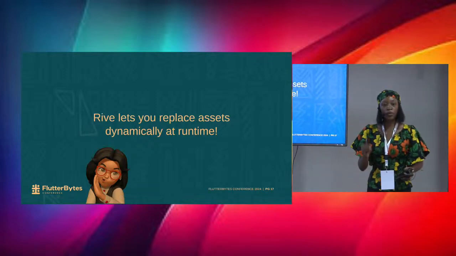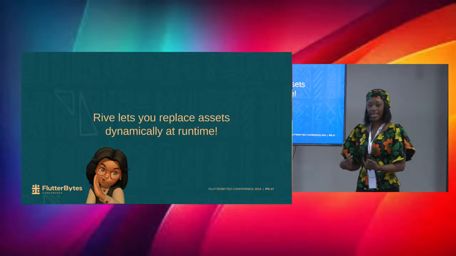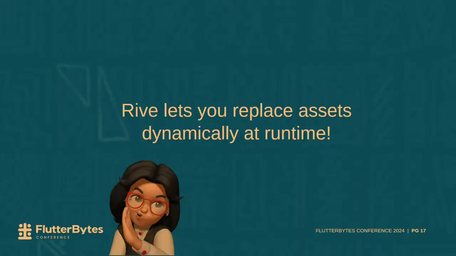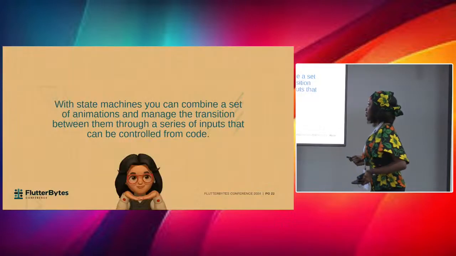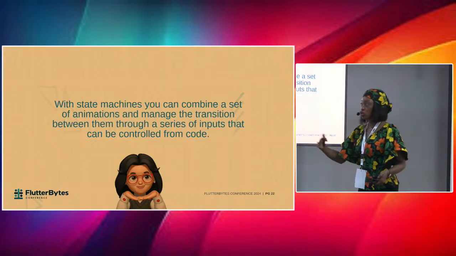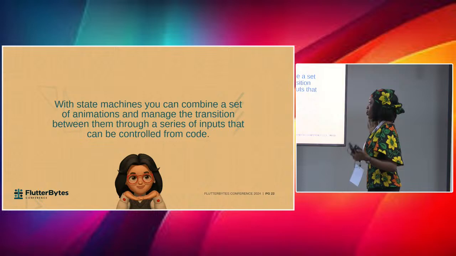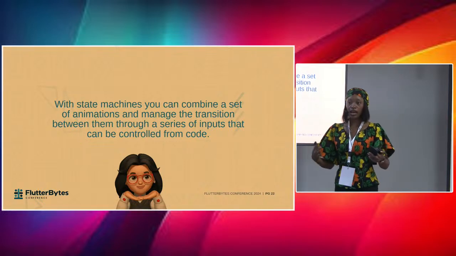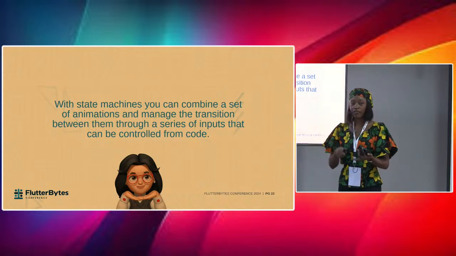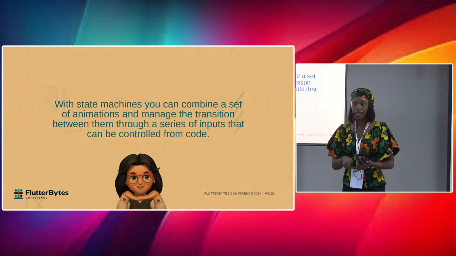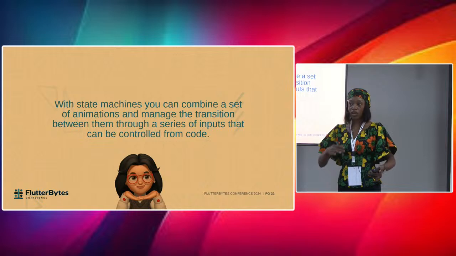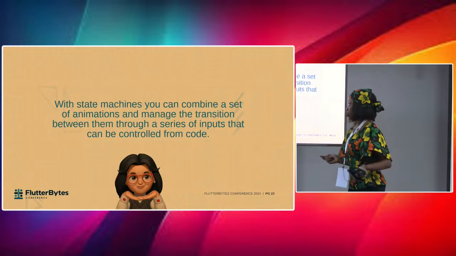There are different ways. But the beauty about this is that because it lets you load assets by yourself, you can also replace the assets in state machines. With state machines, you can combine different animation states and manage the transition between them through a series of inputs that can be controlled from your code. So state machines have different inputs that you can use to control the different animation states. You can put events in state machines, you can put listeners. Now, I may not be able to explain all these different words I'm saying, but there are things you can easily go read up on in the Rive documentation.